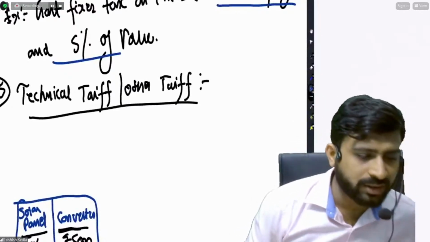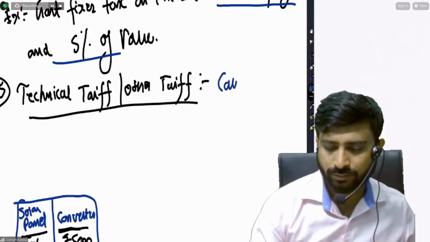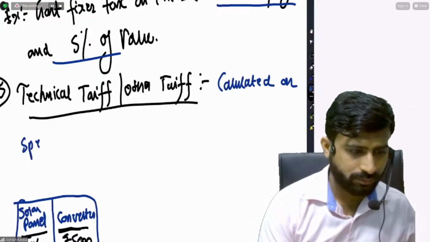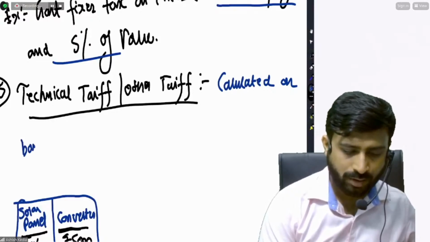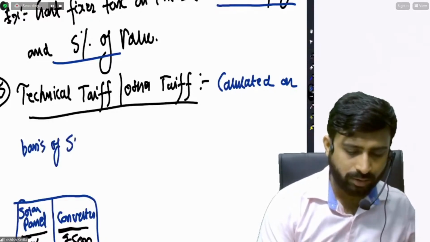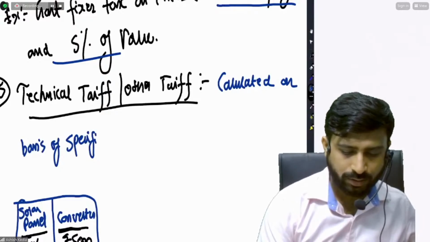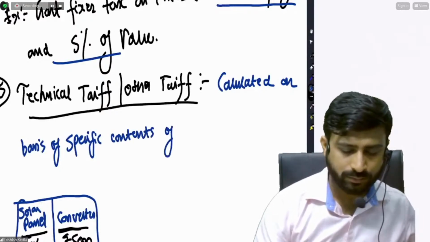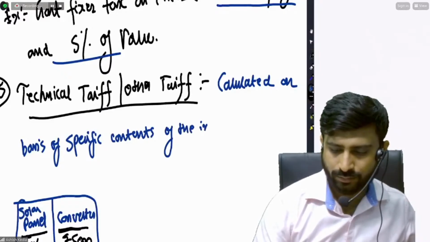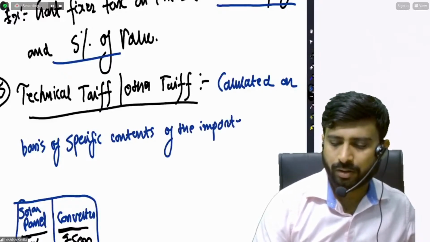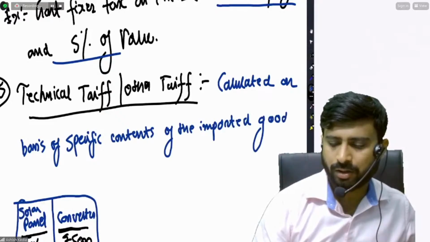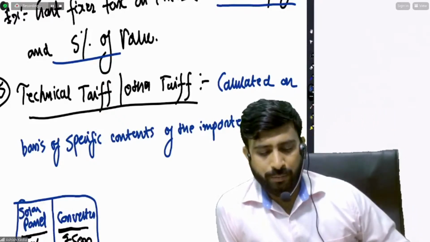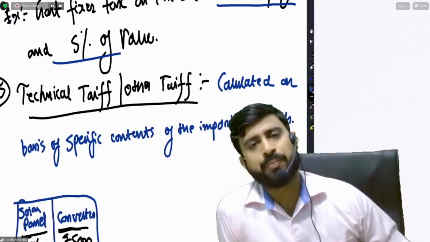So basically, this is calculated on the basis of specific contents of the imported goods.